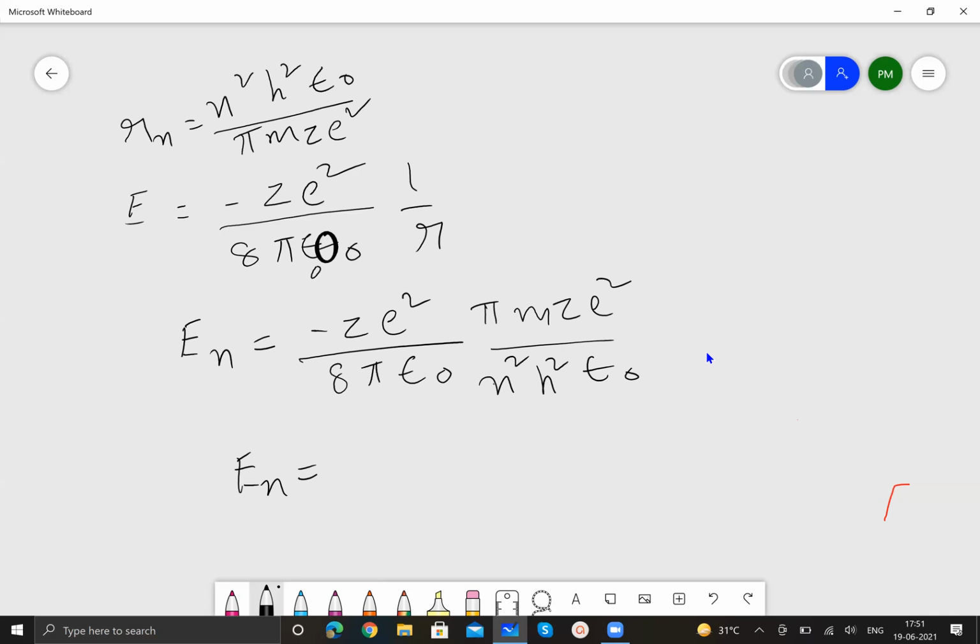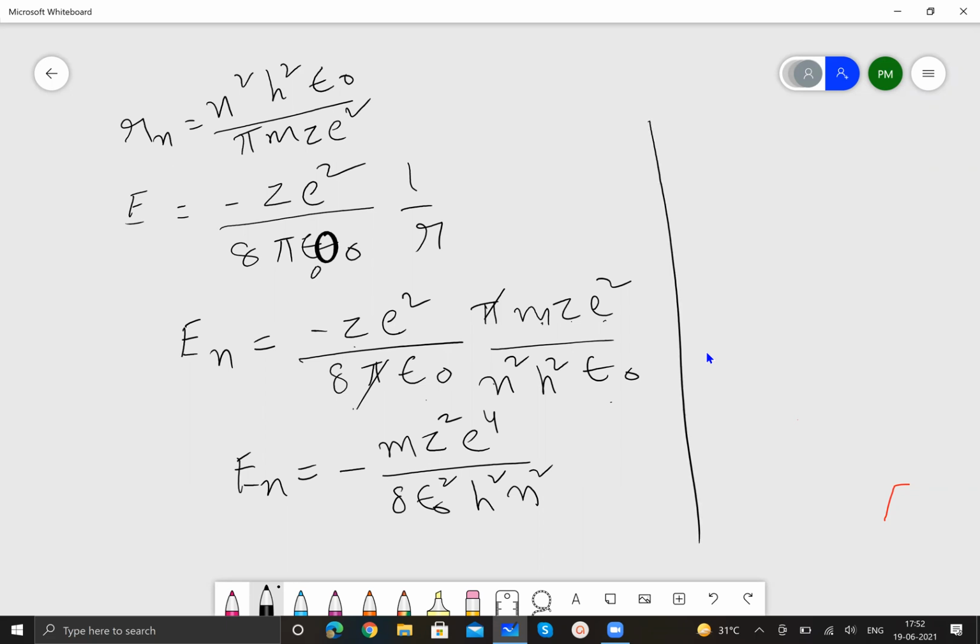So the simplified formula for the energy of electron in the orbit with the principal quantum number n is given by this. Pi is cancelled here. So any more cancellations? Yes, it is minus m z square e power 4 by 8 epsilon 0 square h square n square. I think all the things are taken care of. This expression I am going to write again. All these things you need for board, but for JEE or NEET, we need only final expressions.